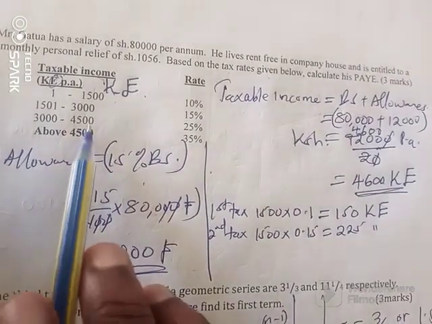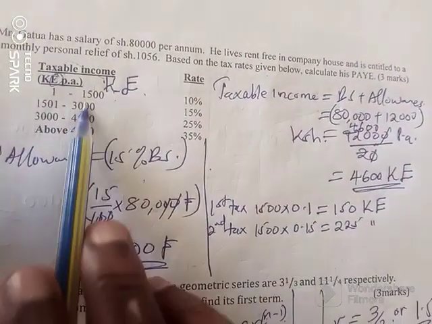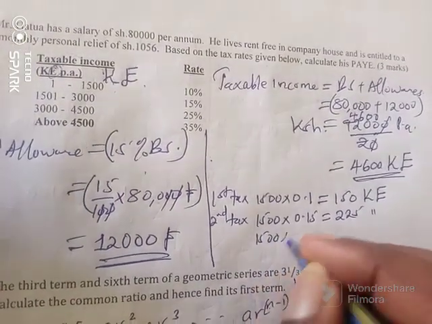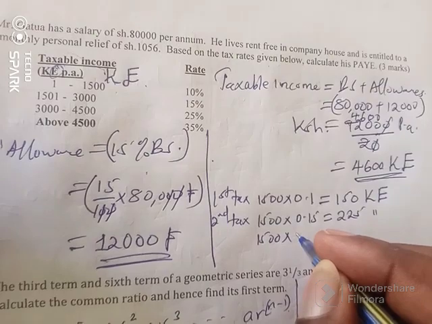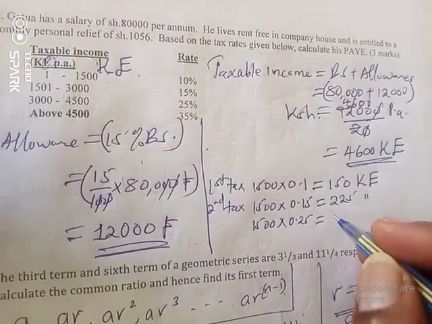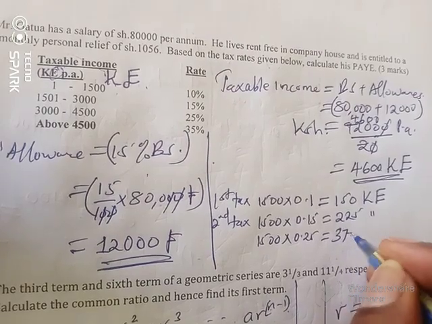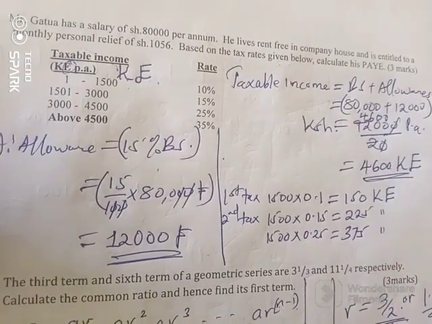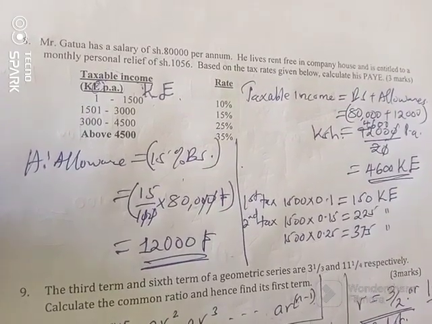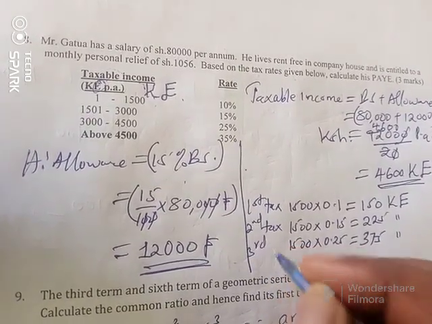The same thing here, guys. 4,500 minus 3,000 is another 1,500 by the percentage 0.25. So we shall get 375 still Kenya pounds. I hope we are together, guys, up to that stage. You can follow through and understand. This was our third tax.